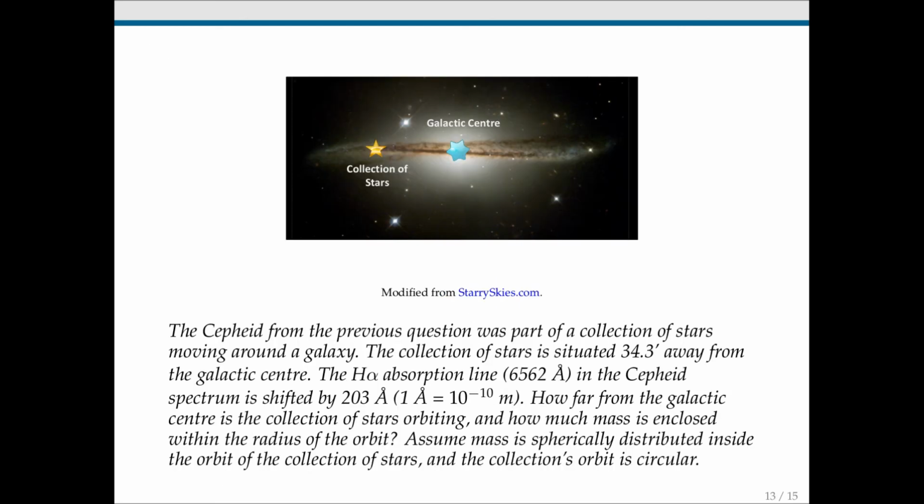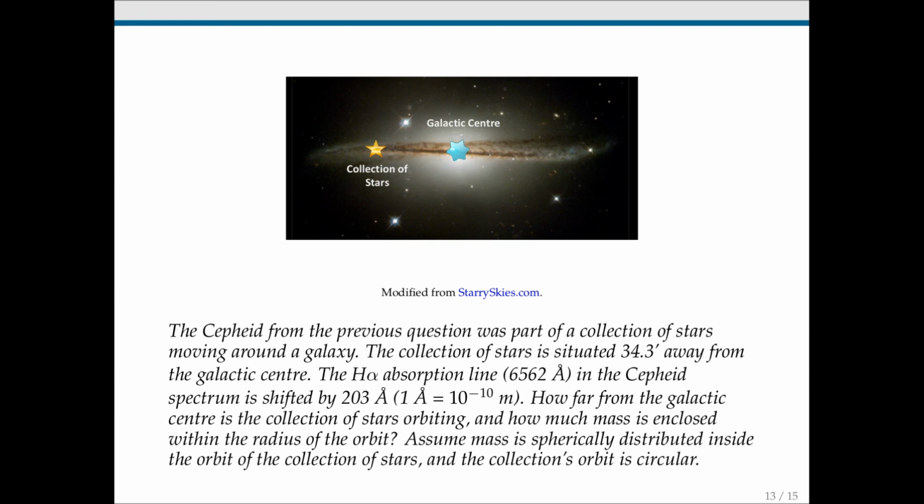To see how Doppler shift is useful in astronomy, let's consider this slightly more complicated example. The Cepheid from the previous question was part of a collection of stars moving around a galaxy, so that's orbiting the center of the galaxy. This collection of stars is situated 34.3 arc-minutes away from the galactic center. The H-alpha absorption line at 6562 angstroms in the Cepheid spectrum is shifted by 203 angstroms, where 1 angstrom is equal to 10 to the minus 10 meters.